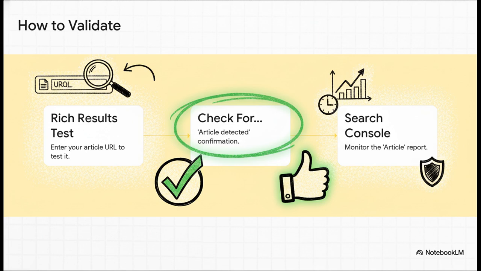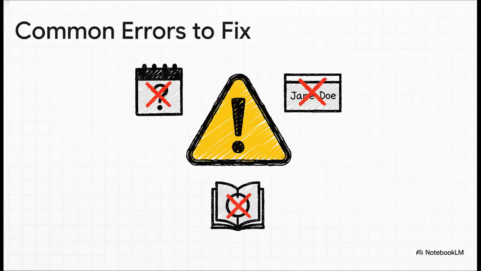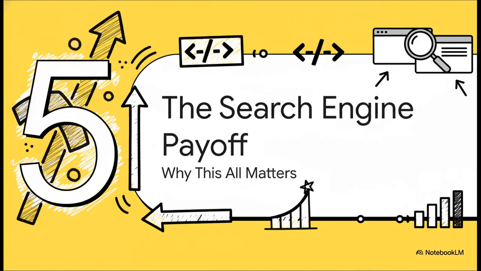And as you're testing, just be on the lookout for these common little slip-ups: a missing publication date, an author that's just a name instead of that person object we talked about, or a missing logo in your publisher details. If you can fix these early, you're going to save yourself a ton of headaches down the road. So we've gone through the what, the why, and the how.